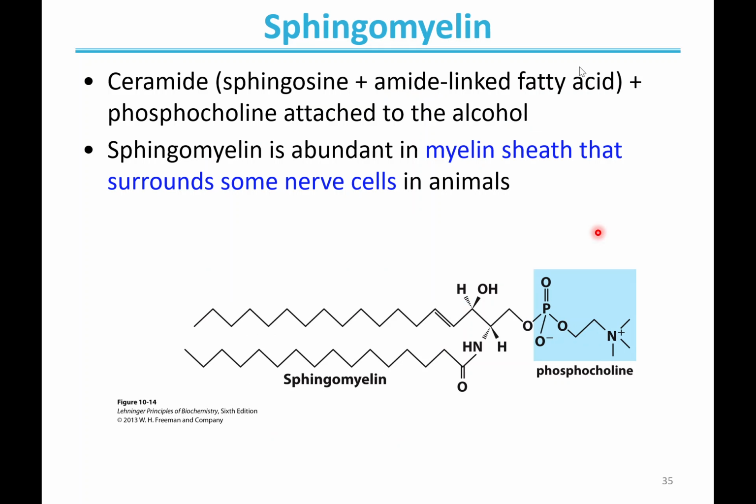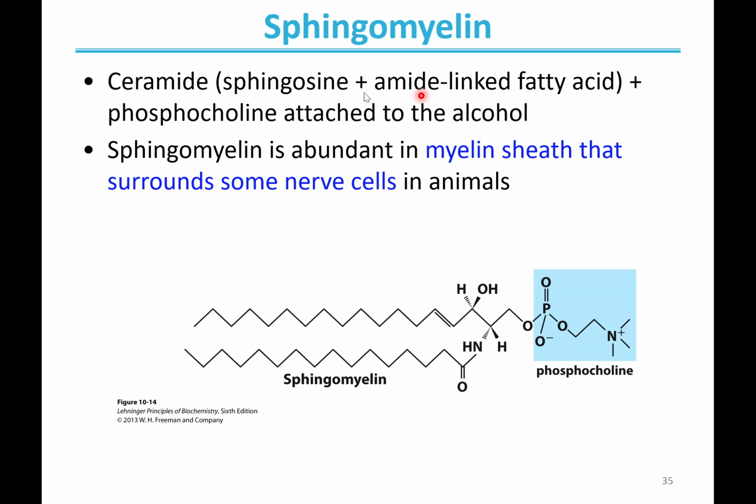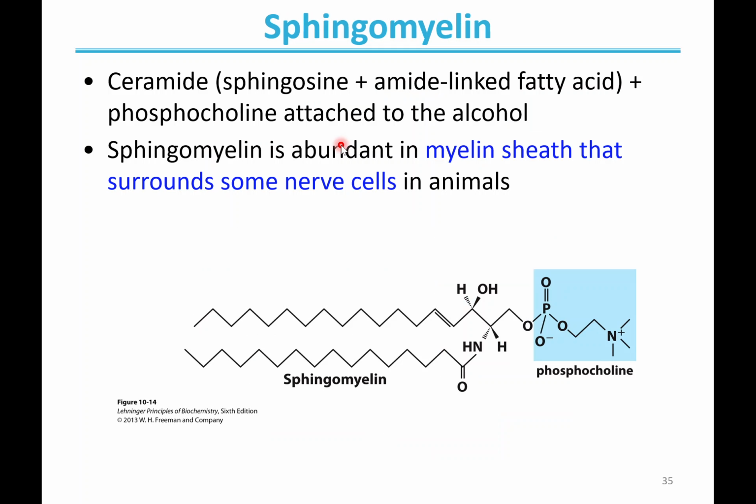Okay, an important sphingolipid is sphingomyelin. Sphingomyelin has ceramide, which is sphingosine plus the amide-linked fatty acid, this red part and the yellow part, that would be ceramide, plus phosphocholine attached to the alcohol.